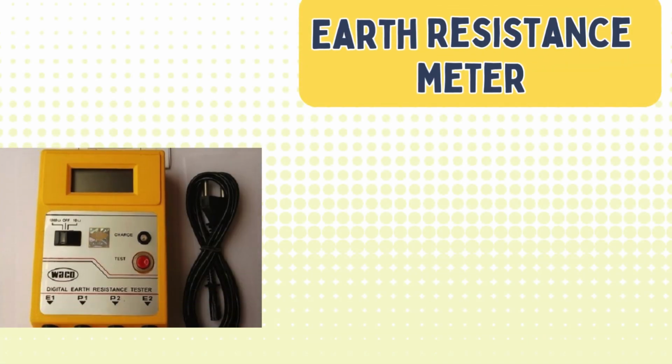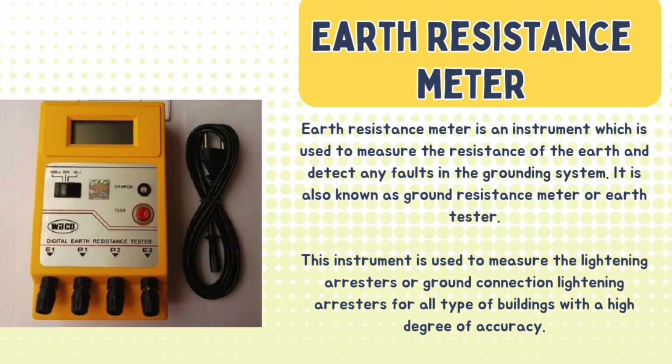The next instrument that we'll be studying is the arc resistance meter, and a picture of this instrument is being shown in this screen. The arc resistance meter is an instrument which is used to measure the resistance of the arc and detect any faults in the grounding system. It is also known as ground resistance meter or as arc tester.